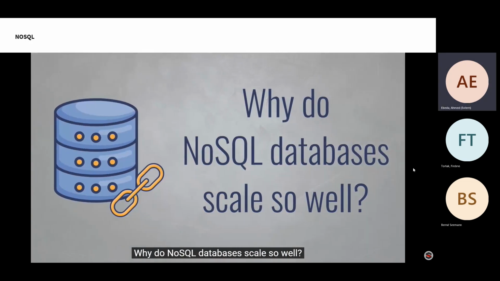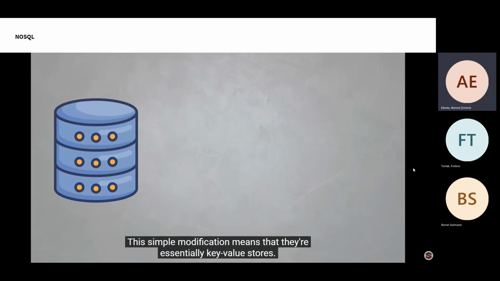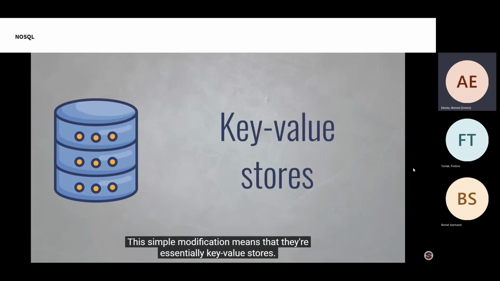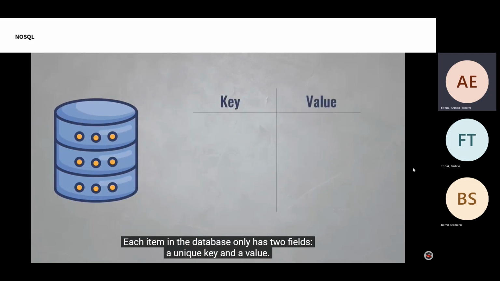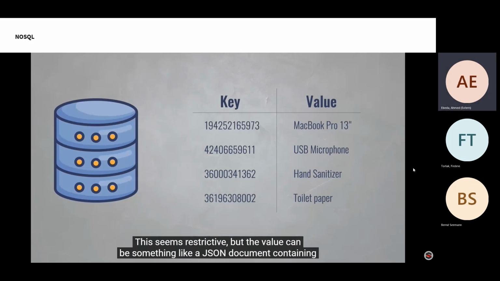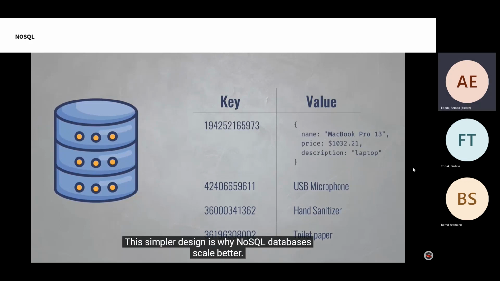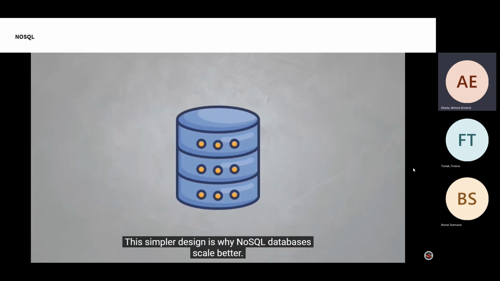Now, why do NoSQL databases scale so well? First of all, they do away with these costly relationships. In NoSQL, every item in the database stands on its own. This simple modification means that they are essentially key value stores. Each item in the database only has two fields, a unique key and a value. For instance, when you want to store product information, you can use the product's barcode as the key and the product name as the value. This seems restrictive, but the value can be something like a JSON document containing more data, like the price and description. This simpler design is why NoSQL databases scale better.